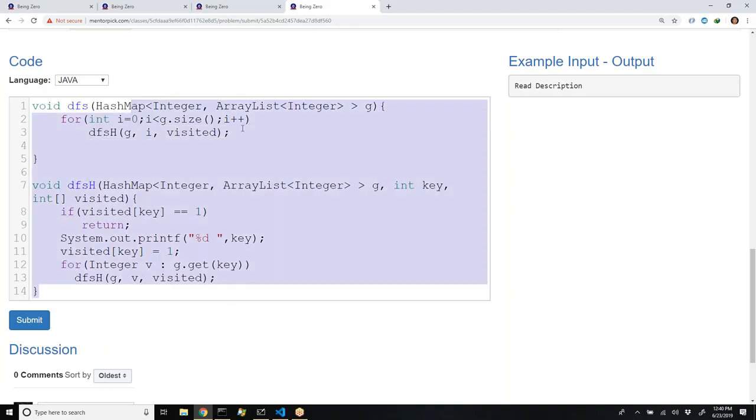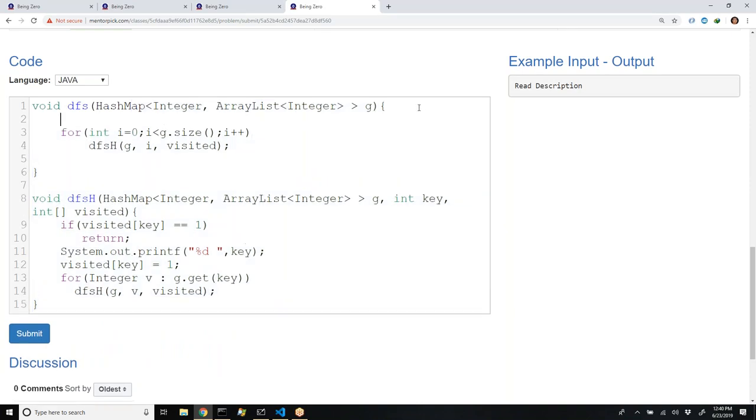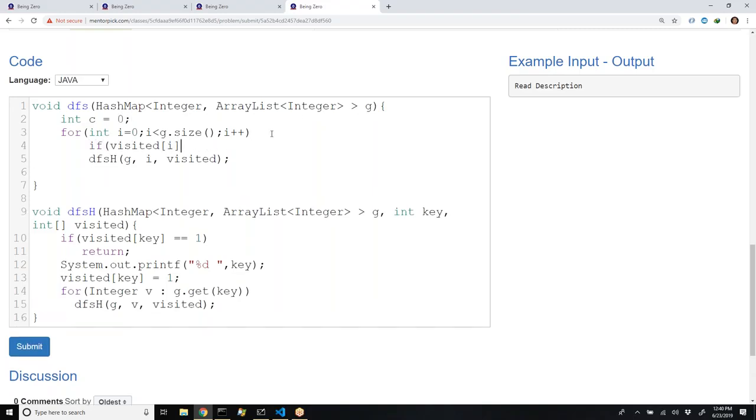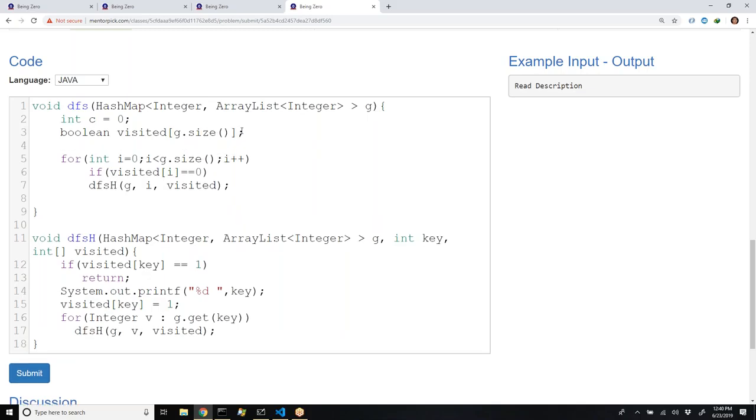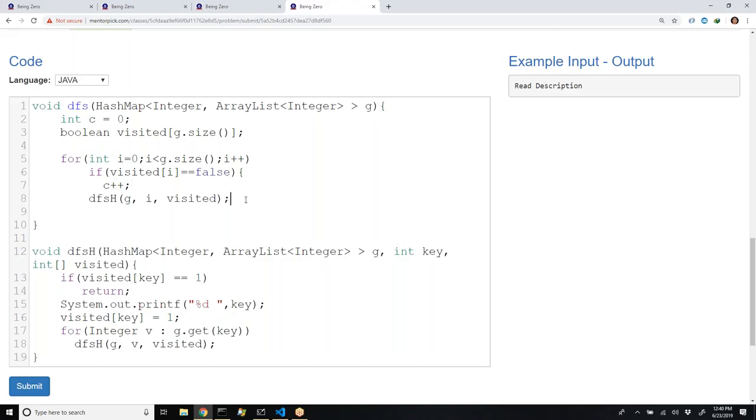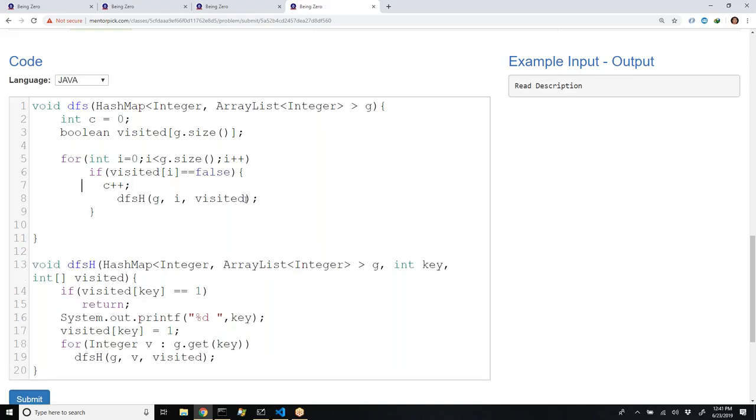The component wise, what we were saying, we said we can take int C equals 0. One more time. If visited of I is 0, I removed the visited array also, it seems. Visited array of size G dot size. By default, this will have all the values as false. If visited is false, then we go and do DFS, and then we say C++. And this is the connected components count.